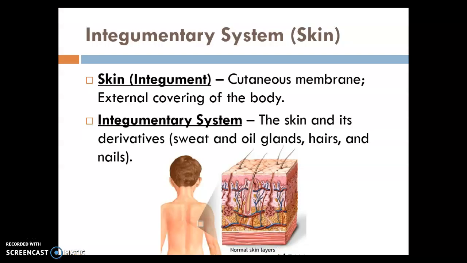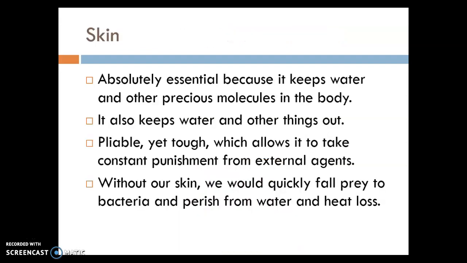So let's look at what we're working with here. The skin, also referred to as the integument, is cutaneous membrane. It's part of what's called the integumentary system. The integumentary system includes the skin, but it also includes all the things that are incorporated in the skin, like your sweat glands, oil glands, hairs, nails. All those things are part of the integumentary system.